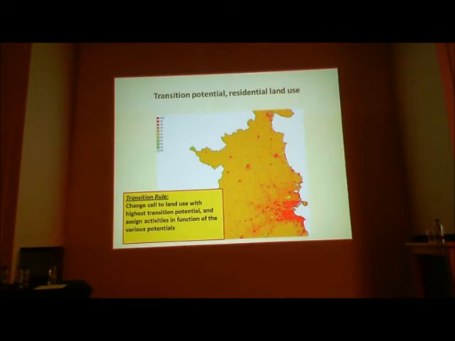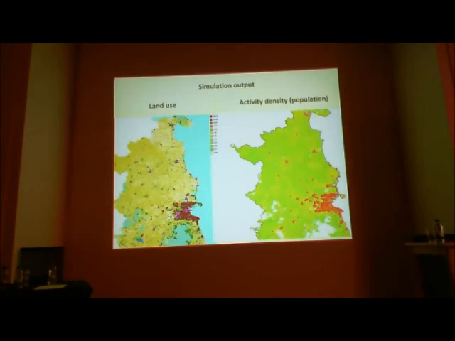And then you also assign various activities as a function of how high the transition potentials are for those various activities on that cell, taking into account some other things like how compatible various pairs of activities are. And so the output of a simulation like this is really two things. One, it's a traditional land use map that's evolving iteration by iteration, but also activity maps that change each year, where you see, like in this case, the population density, because the cells are all the same size, so the population of the cell will affect the density on that cell.